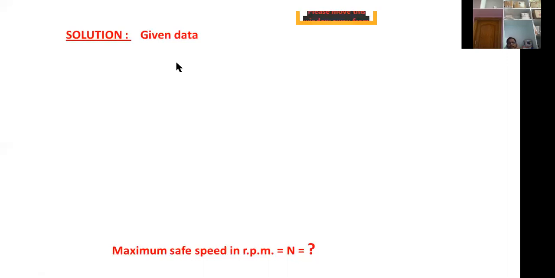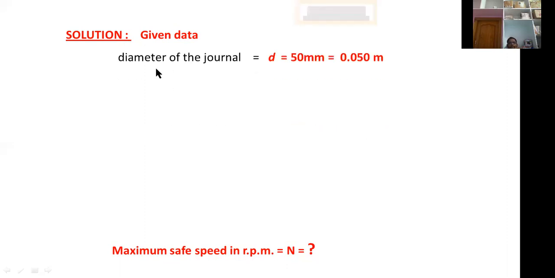Now the given data is diameter of the journal D equal to 50 mm, that is 0.05 meters. 50 by 1000. 1000 mm equal to 1 meter, so you have to divide by 1000. Then you get the value in meters. 50 mm equal to 0.05 meters.